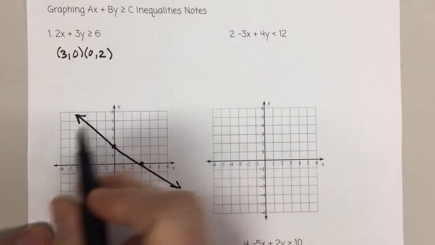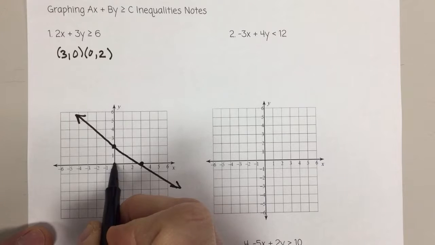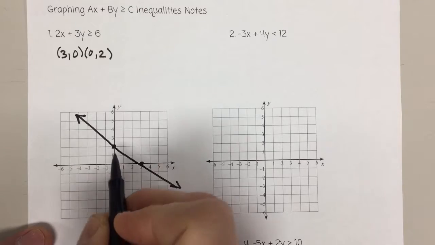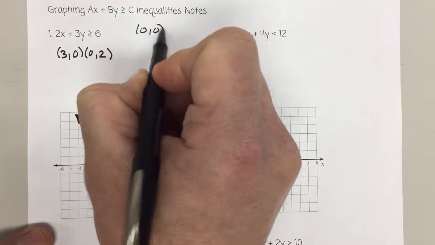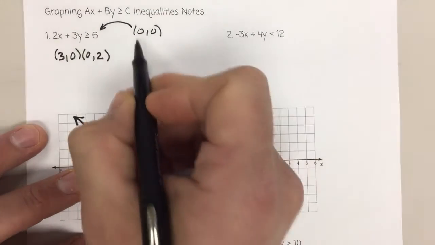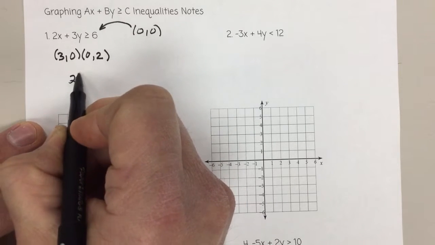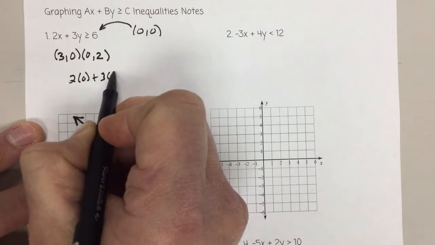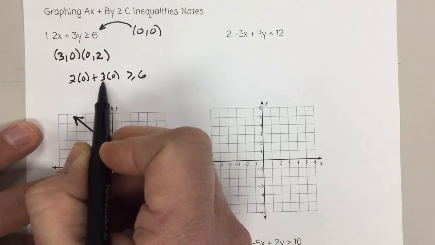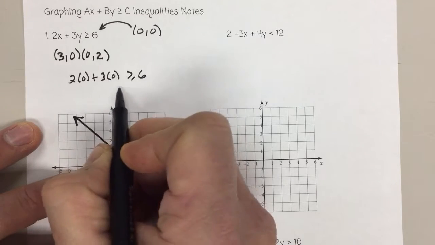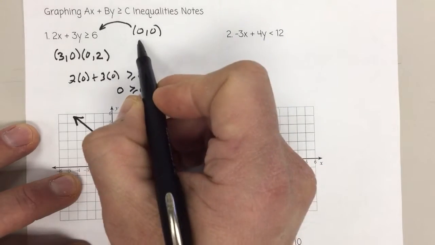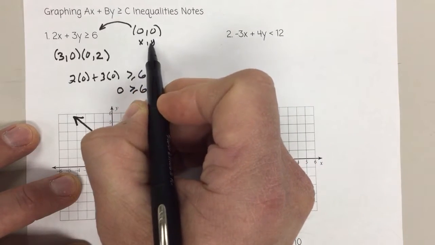You may pick any point you want, but if possible, I would choose an easy point like 0, 0. So I'm going to plug 0, 0 into this equation and see if it works. So x and y will both be 0. So 2 times 0 is 0. 3 times 0 is 0. 0 plus 0 is, of course, 0. So I just plugged a 0 in for x and a 0 in for y.